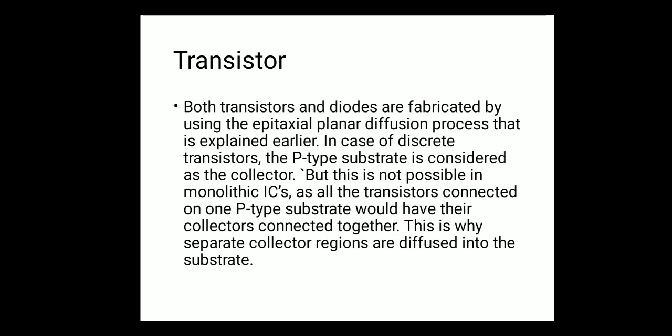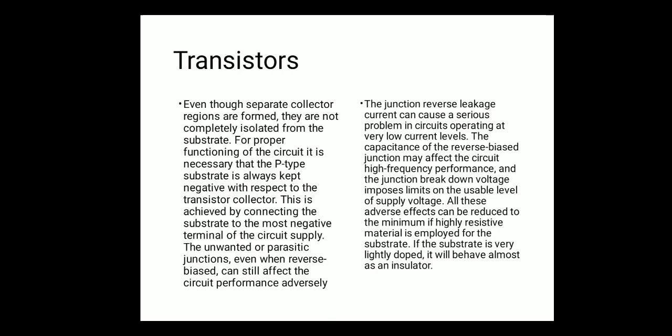In this transistor fabrication, we have a problem where the p-type substrate is considered as the collector in some of the discrete varieties. So, this may cause a problem. Hence, we use a separate collector region. Though we use separate collector regions, they are not completely separated from the p-type substrate. So this may cause uneven or unwanted parasitic junctions when reverse biased. This can affect the circuit performance adversely. So for this, we may have to keep the p-type substrate negative to the transistor collector.